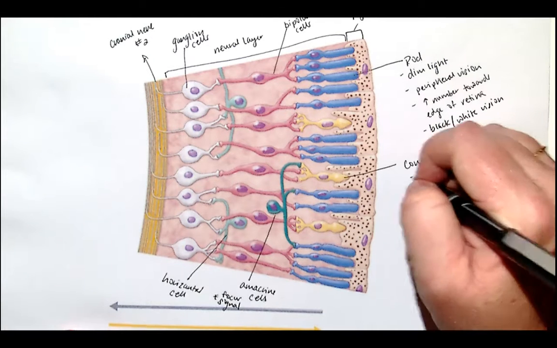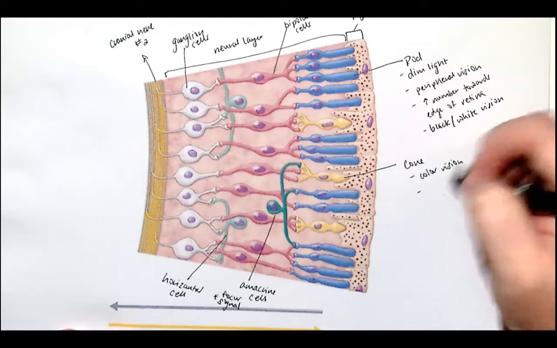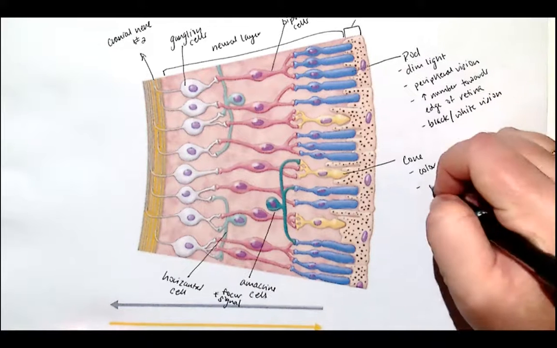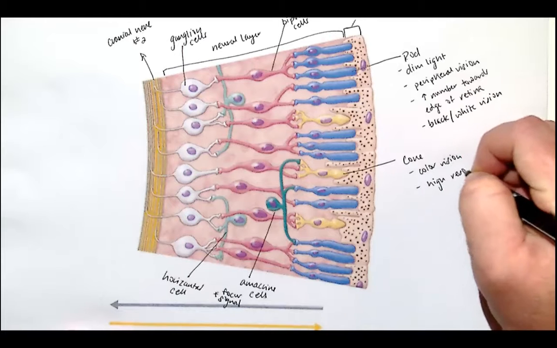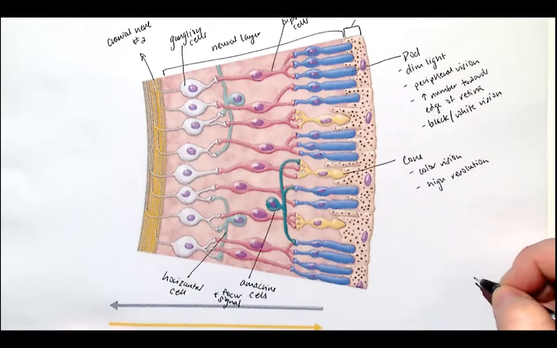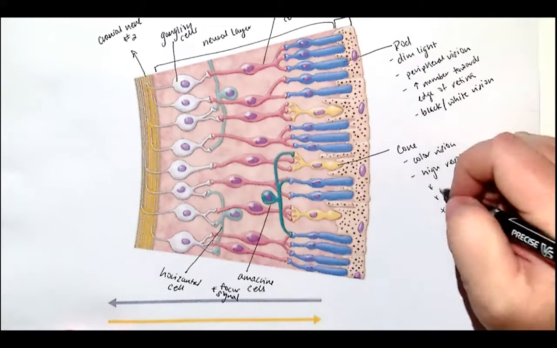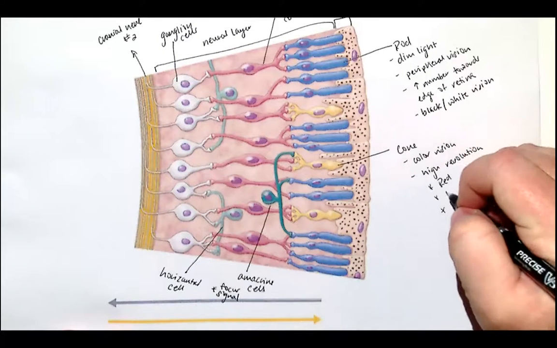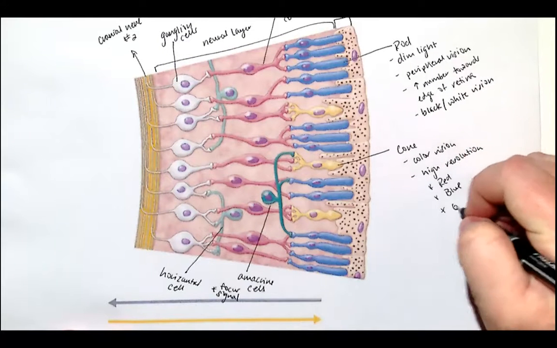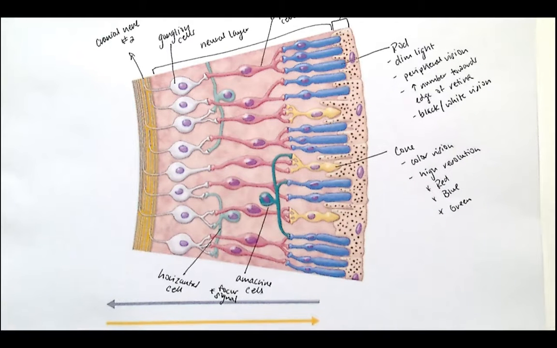Our cones are our color vision. These are our high resolution photoreceptors. And we actually have 3 different types of cones. We have red cones, we have blue cones, and we have green cones. So really, in total, you have 4 different types of photoreceptor cells. You have rods, red cones, blue cones, and green cones.